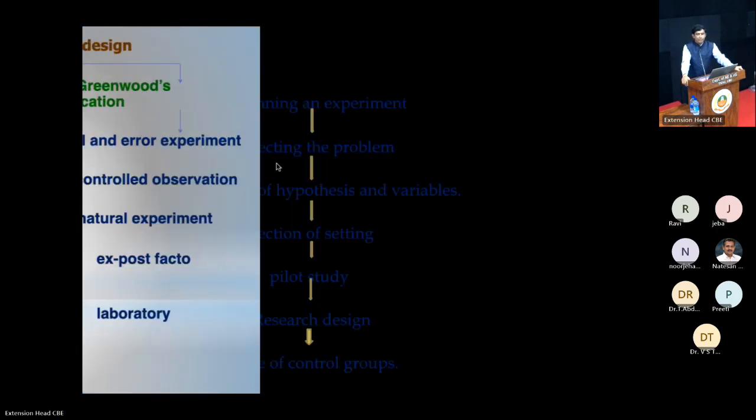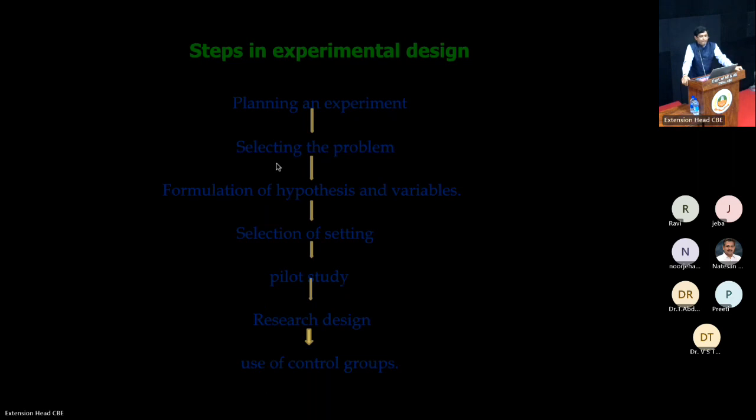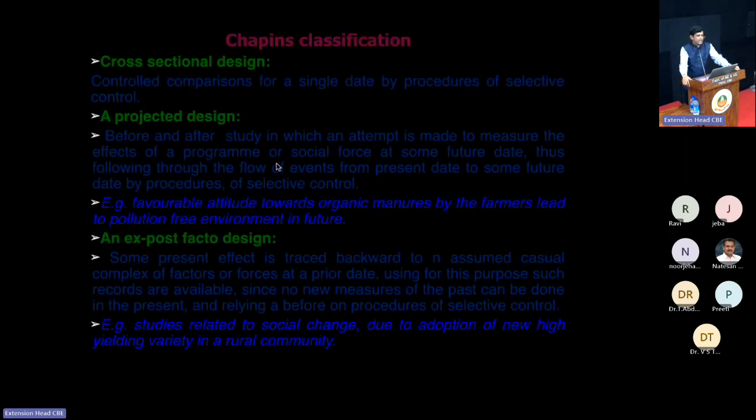So this is the flow chart of any experimental research design. First we have to plan, select the problem, formulate the hypothesis, and choose the appropriate variables. Set the context where you are conducting the research, prepare the ground, conduct the pilot study, that is called pre-testing. That is also the exploratory spirit of exploratory research design. Then select the actual research design. Cross-sectional designs are controlled comparisons for a single date by procedures of selection, at different locations, where you have to conduct the research on a single day.